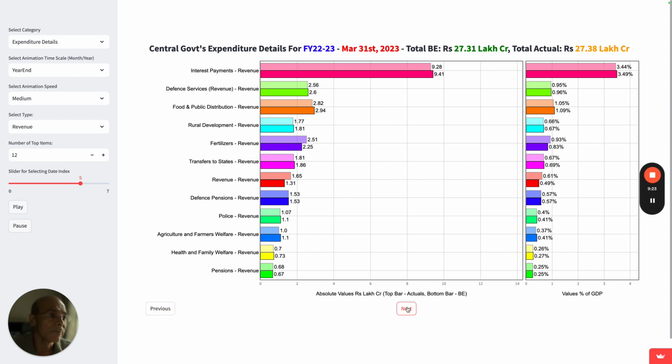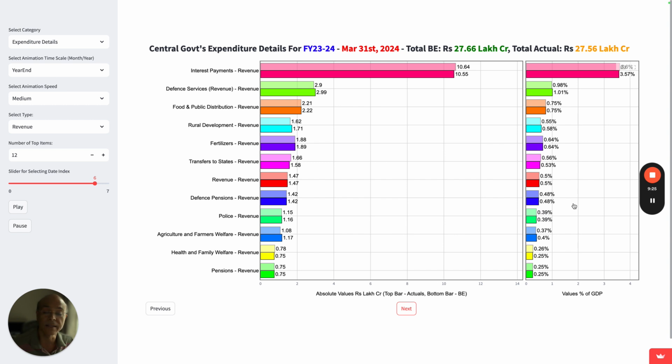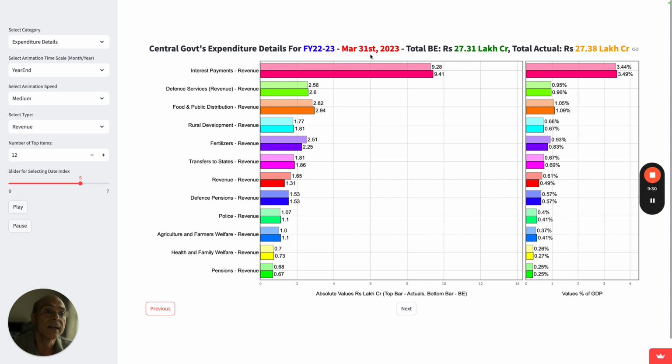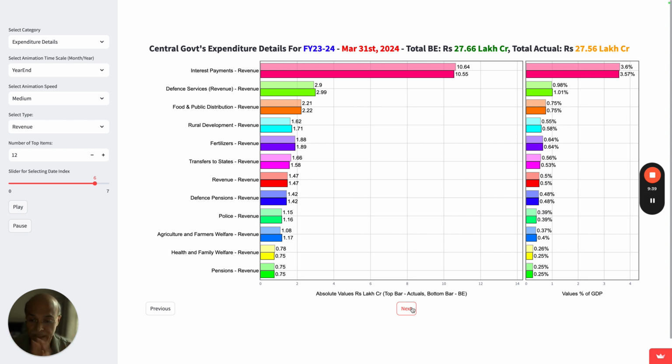If I do next, the defense pension number has decreased to 0.48% compared to the earlier fiscal year, 31st March 2023. So now there is a steady decrease in defense pension, which is very significant, whereas the central government employees pension is now remaining static at around 0.25% of the GDP, whereas the interest payment has been increasing significantly. You see, interest payment as a percent of GDP is increasing significantly.